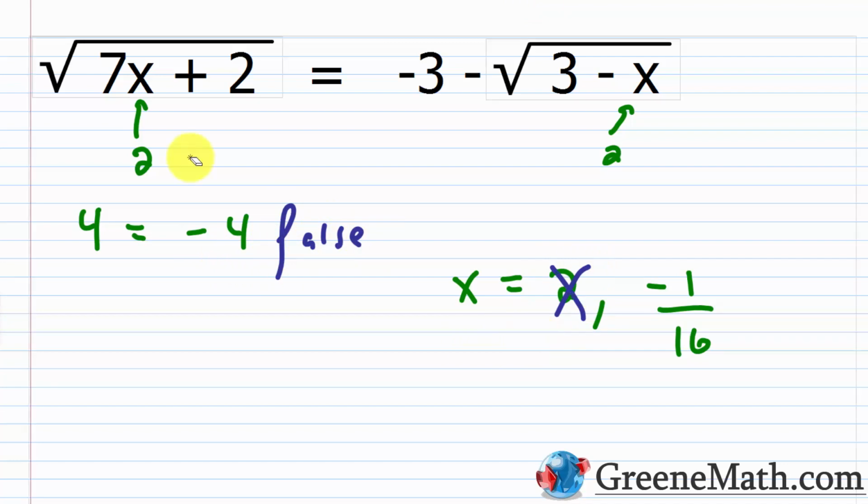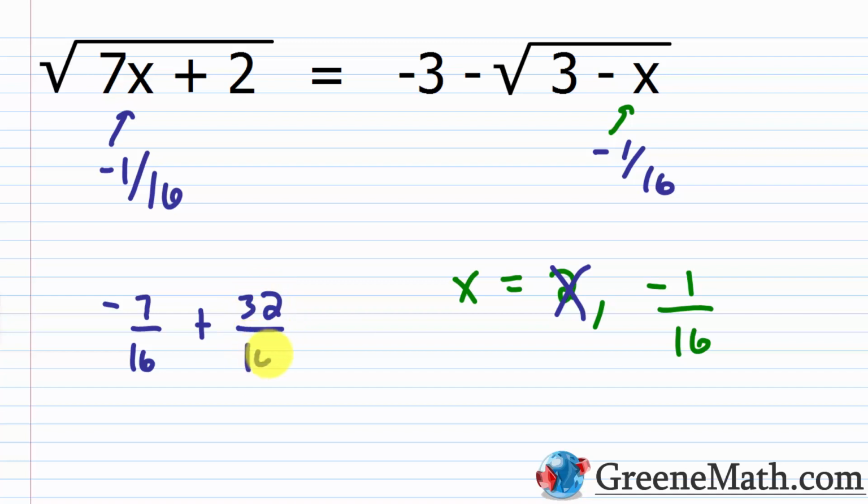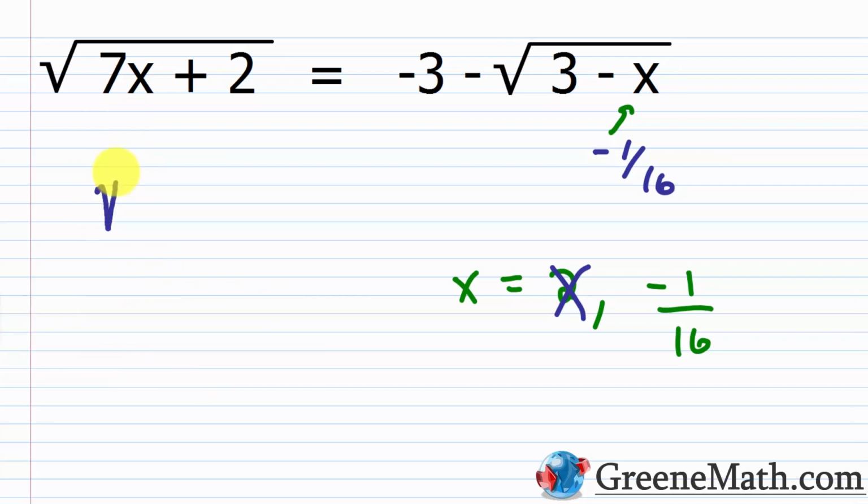That one is extraneous. Then let's try negative 1/16. Okay, so we're going to plug that in, here and also here. This one's going to be a bit messy. So 7 times negative 1/16 is negative 7/16. Then plus 2. I get a common denominator here by multiplying 2 by 16 over 16, so that would be 32 over 16. So negative 7 plus 32 is 25. So what I'd have here is the square root of 25 over 16, which basically is 5/4.